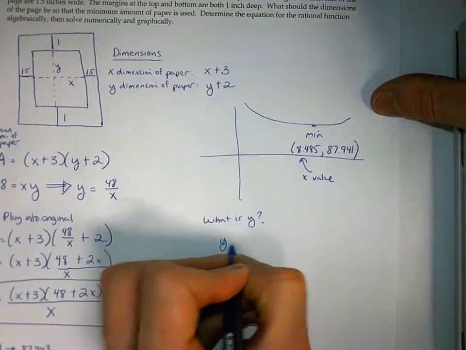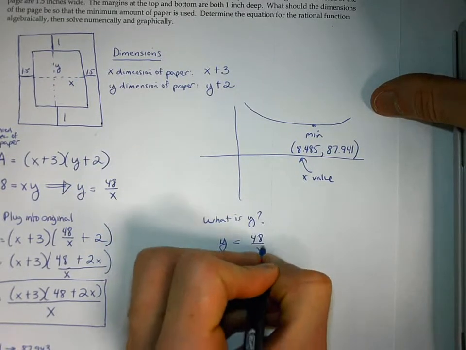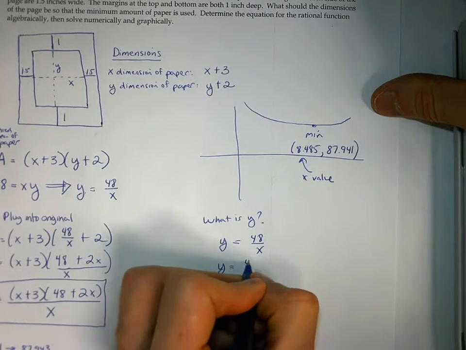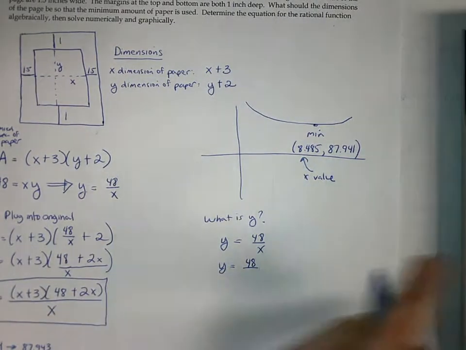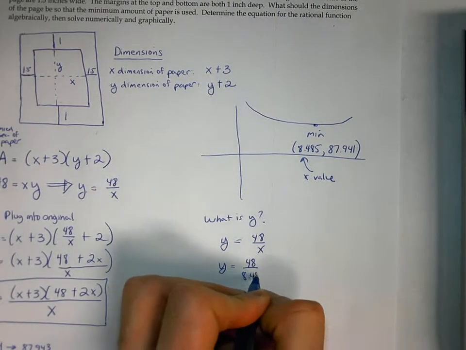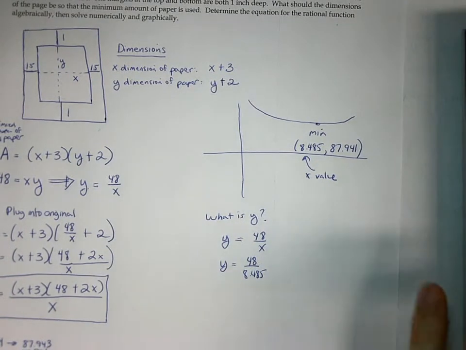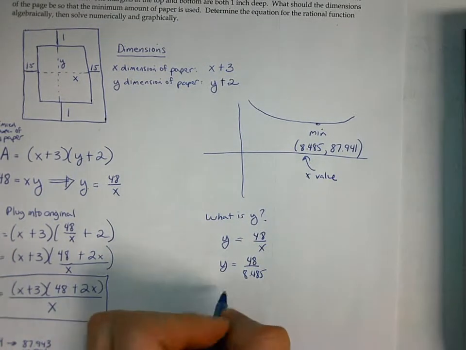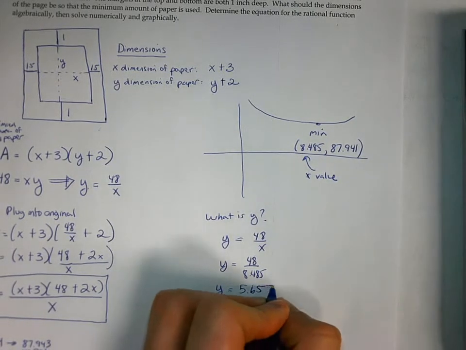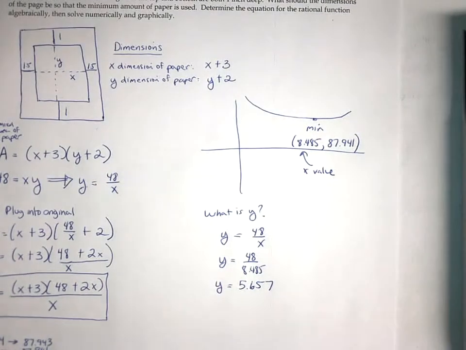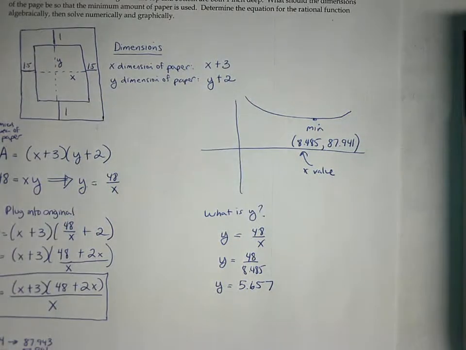And we can find the y by going back to one of our original equations, which this one's probably the easiest to work with. Y is equal to 48 over x. So y is equal to 48 over that 8.485. So we get y is equal to 5.657.